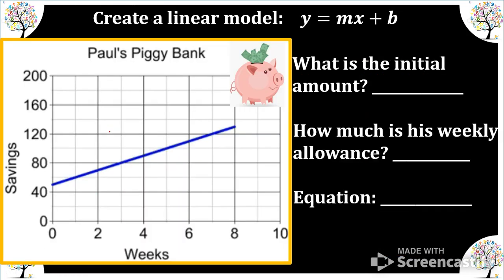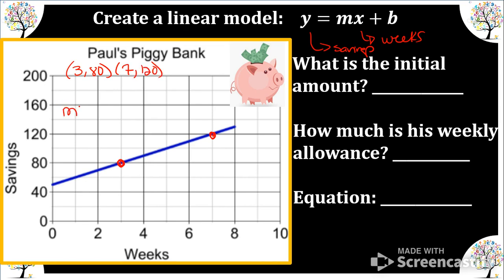Okay, here we have Paul's piggy bank. Our X represents weeks and Y represents total savings. What is the initial amount? Well, it's kind of hard to know exactly, so I am going to skip to the next question and find the rate of change. So I need two identifiable ordered pairs. So that is 3, 80, and we have 7, 120.